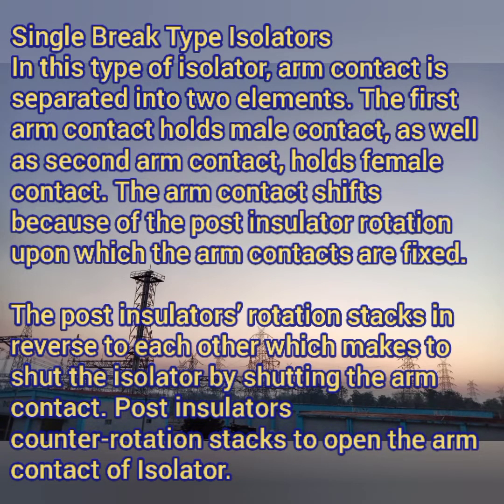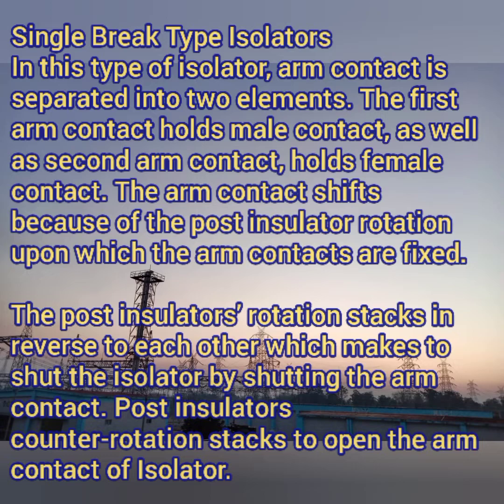Next, coming to the single break isolator. In this isolator, the arm contact is separated into two elements. The first one is the male contact, which is the moving contact, and the second one is the female contact, which is the fixed contact. From the name itself, you can easily understand that a double break system breaks into two variants, and the single break system breaks into a single variant. So the arcing is split by a single break itself.